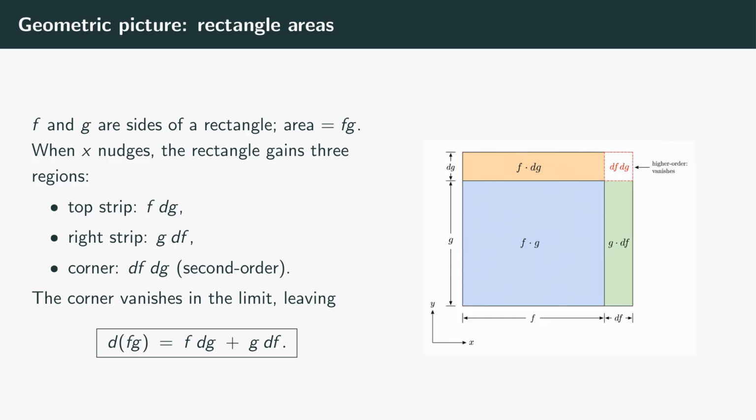The add and subtract trick from the proof is the algebraic shadow of this picture. The corner is what gets added and subtracted. The two strips are what survives.